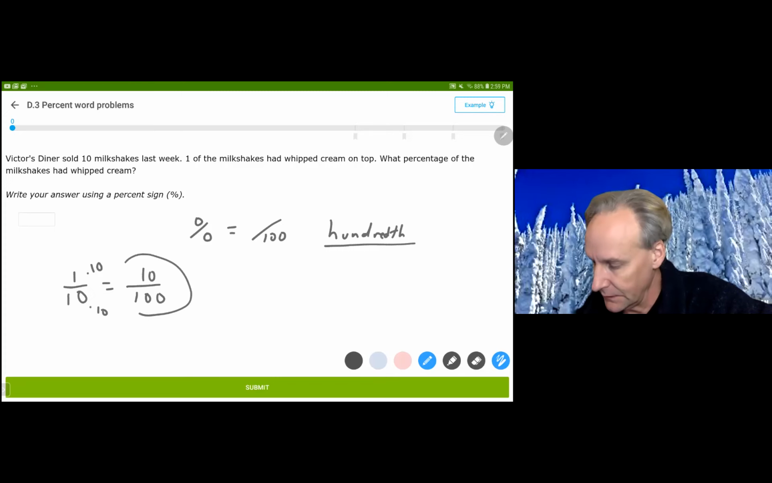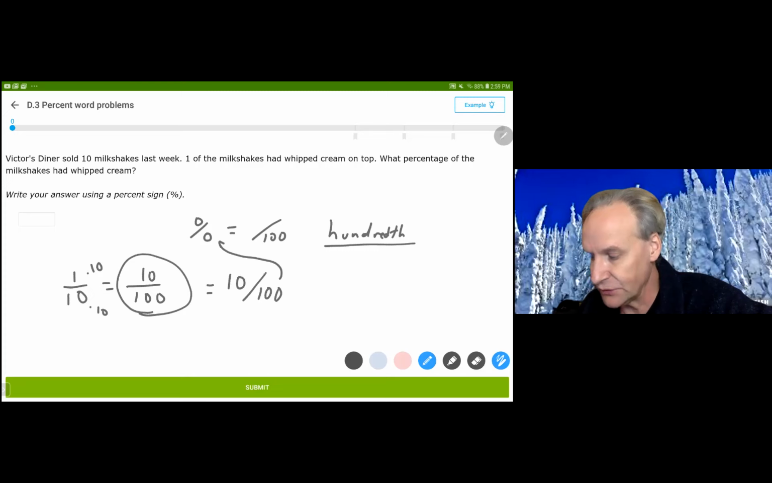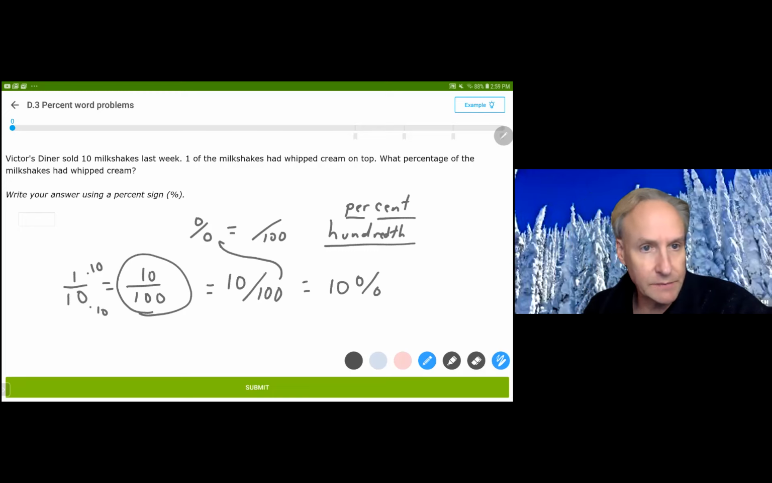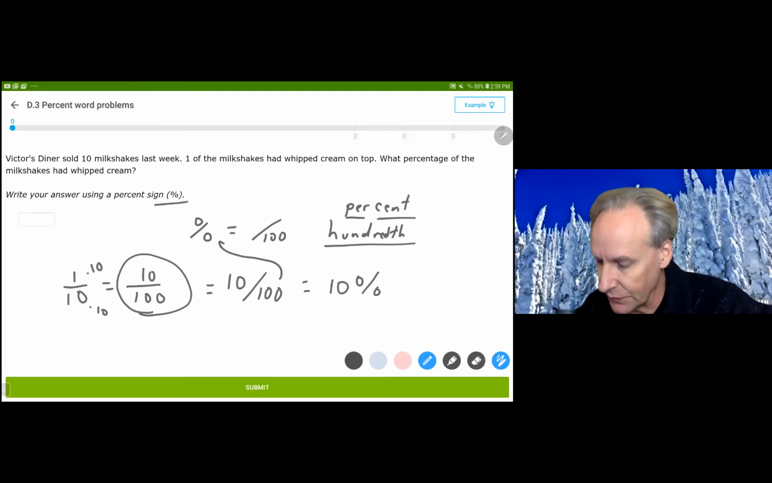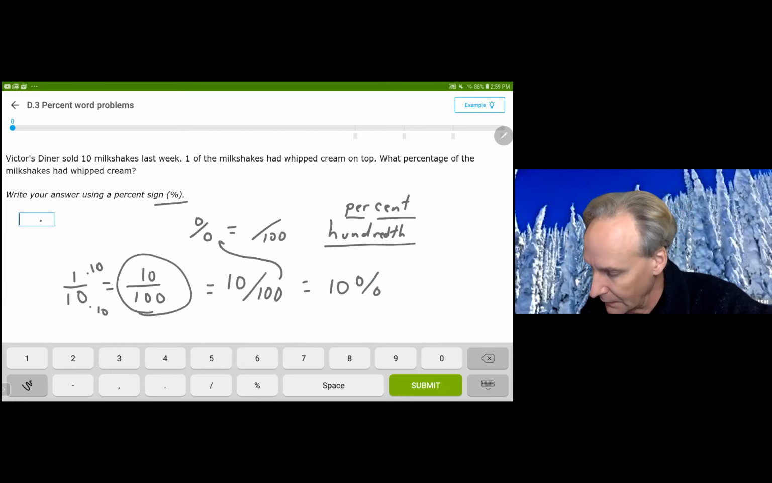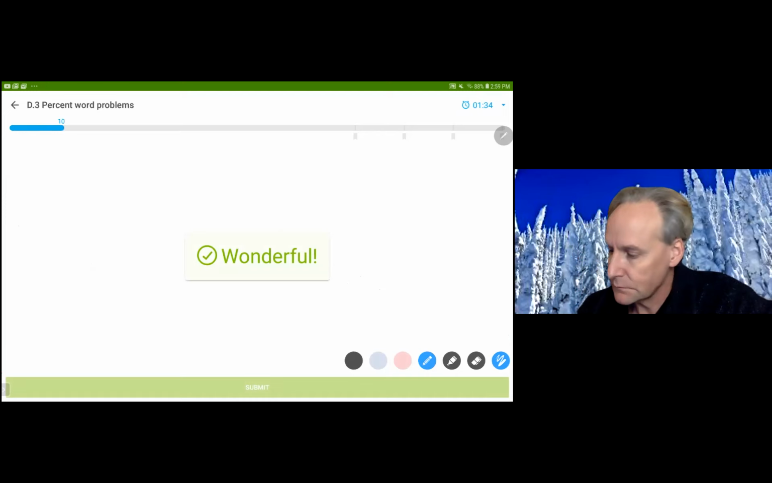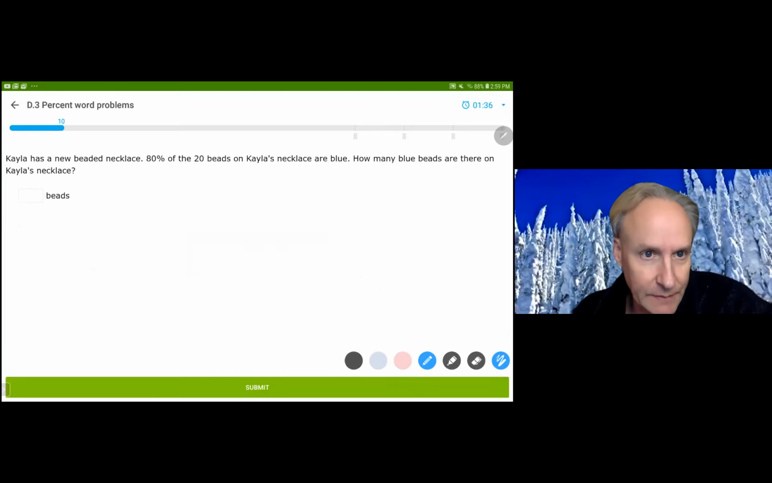This literally is read 10 per hundred. But like I said, this symbol was eventually written like this. So this means 10%. By the way, hundredth means per hundred. Percent means divided by 100. All the same thing. This is, write your answer using a percent symbol. So this is 10 per 100. Now I went into a little more detail than I probably should have.